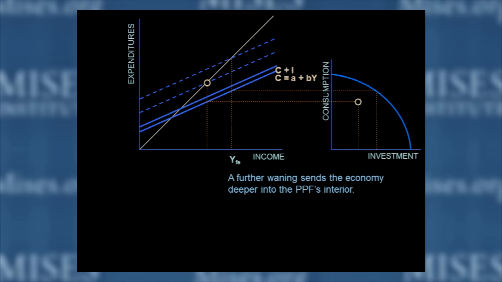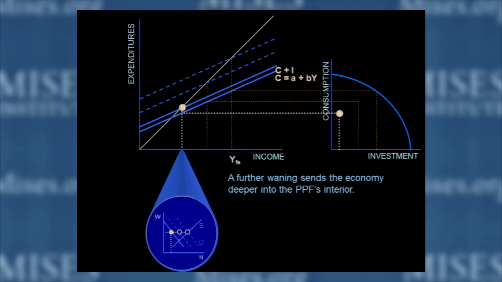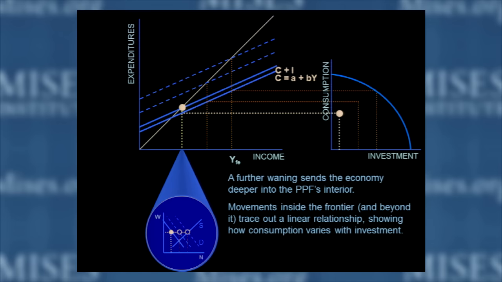Okay, now we're going to shift again, get even lower, shift down some more, like that. The wage is still gone. So the further waning sends the economy deeper into the PPF interior.